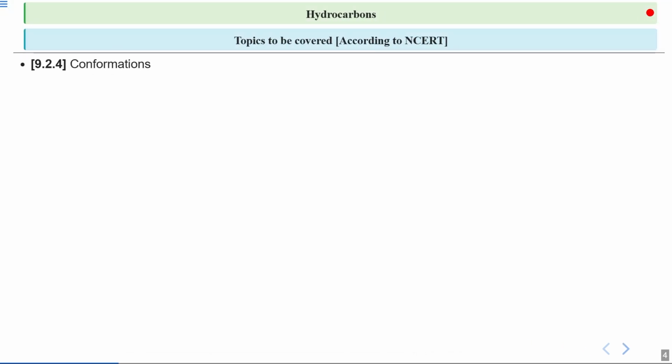According to the NCERT, we will be covering the NCERT section 9.2.4, whose name is Conformations, and then after we will see the summary section. So let us start with the topic of structure of CC bond in alkanes.